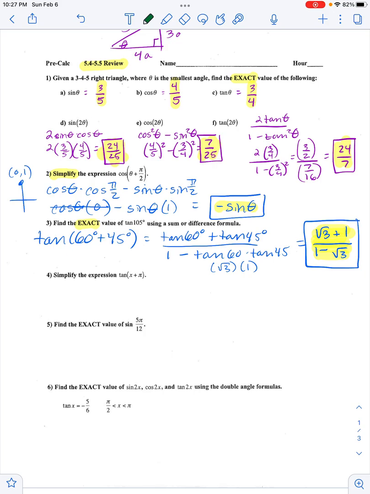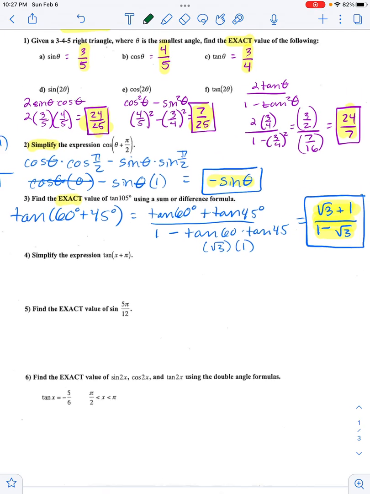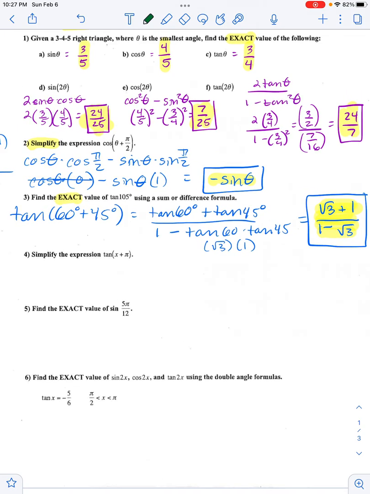So here I have a tangent, and you can see they're added. So I'm going to be using my addition formulas again. But I'm back to simplifying. It doesn't say to find a value. It says to simplify. And I see that there's an x in this problem. So I'm probably going to end up with an x in my answer.